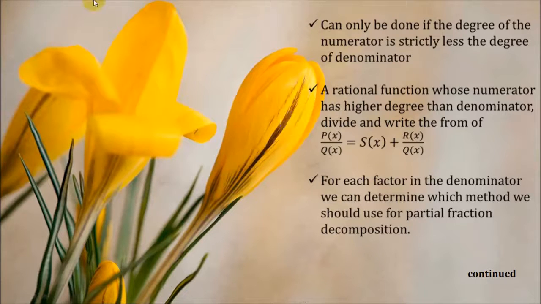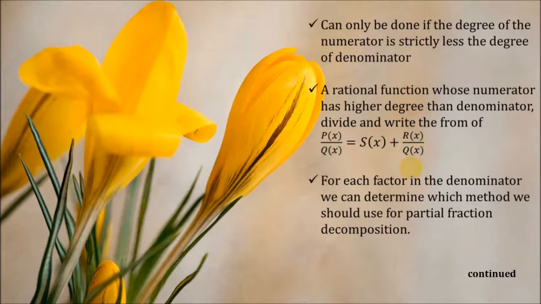First, it can only be done if the degree of the numerator is strictly less than the degree of the denominator. Second, for a rational function whose numerator has a higher degree than the denominator, we divide and write it in the form P(x)/Q(x) = the quotient, plus R(x)/Q(x), where R is the remainder (sisa), Q(x) is the divisor (pembagi), and the first part is the quotient (hasil bagi).